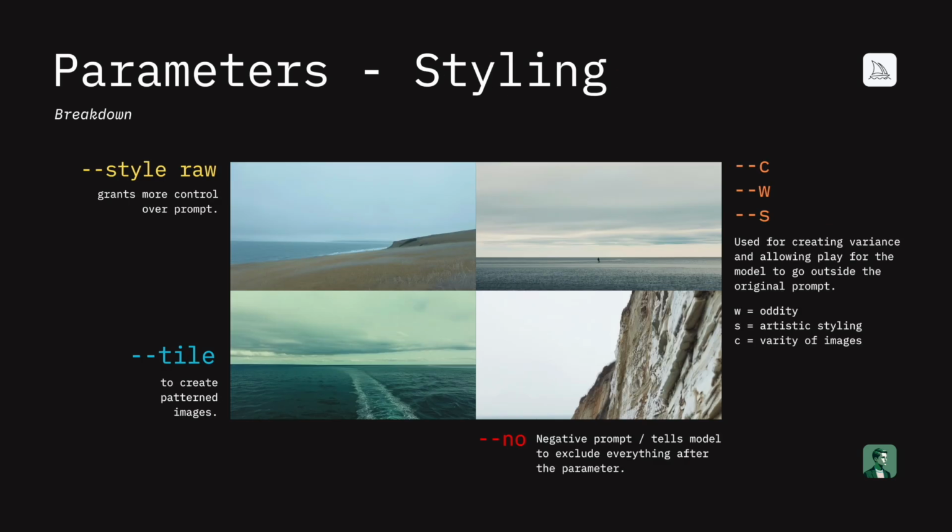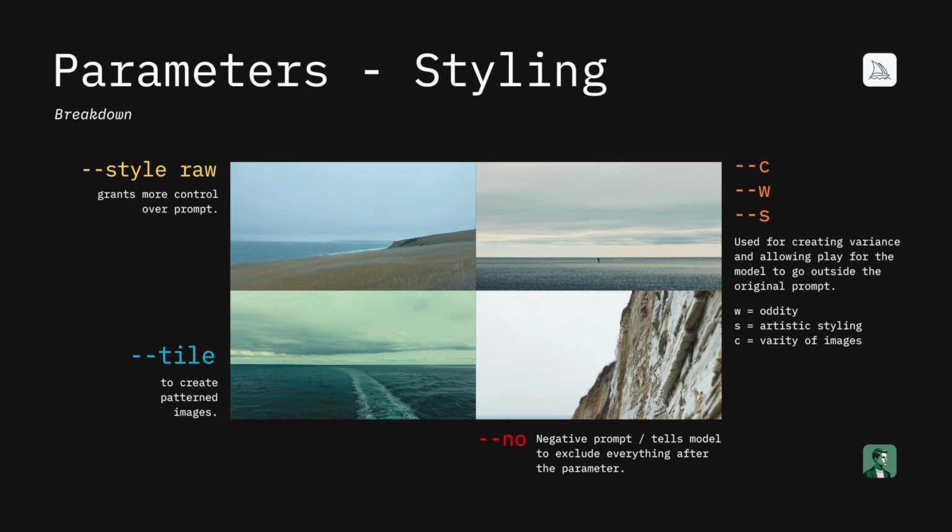Okay, moving to styling. Here are the different options for styling the image other than just the things you put in the prompt. Style raw just lets you have more control over the image. It'll be more adhering to your prompt. Tile creates patterned images. No is a negative prompt tool, so you can tell what you do not want to see in the image. And then chaos, weird, and style are C, W, and S.